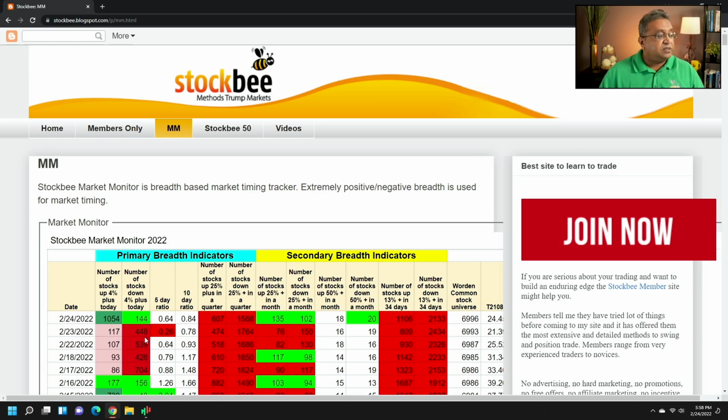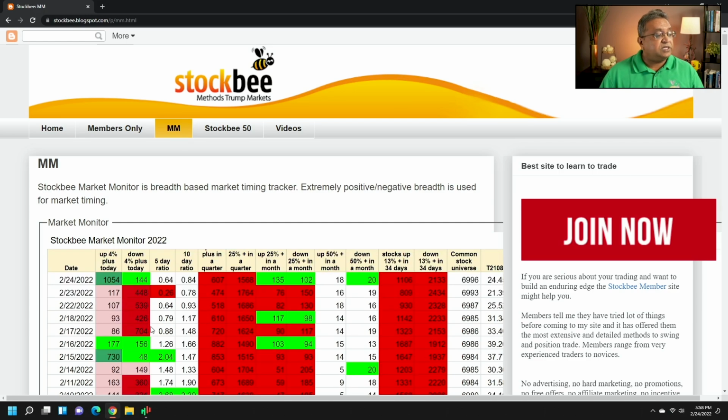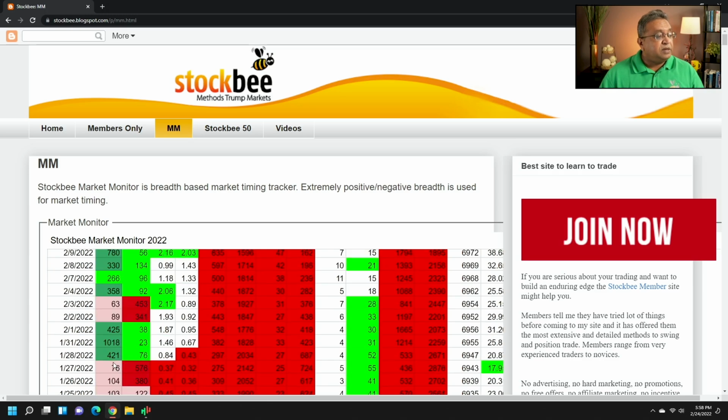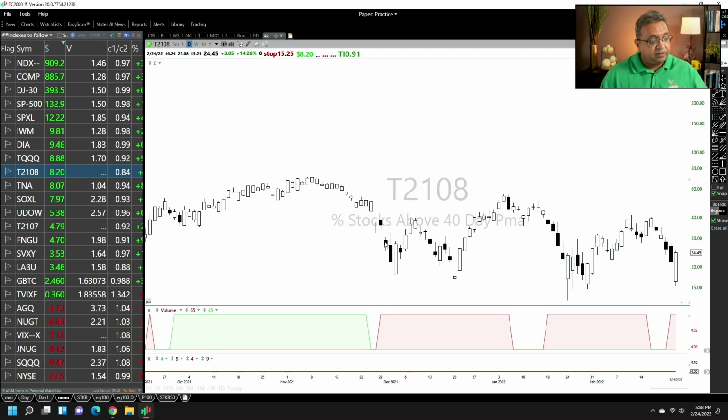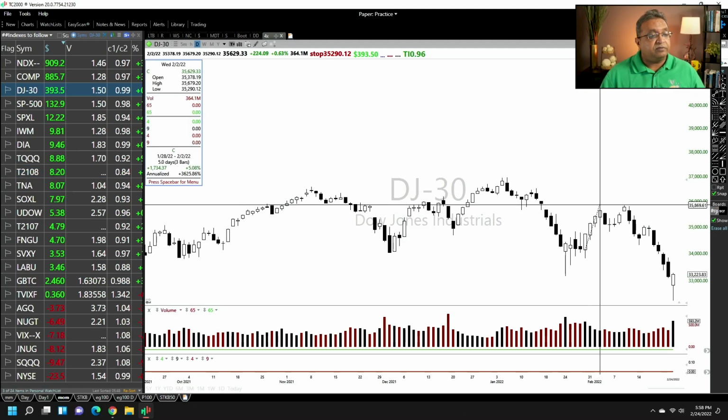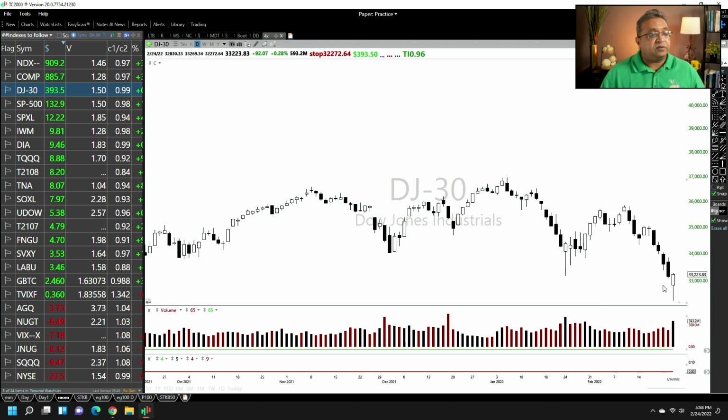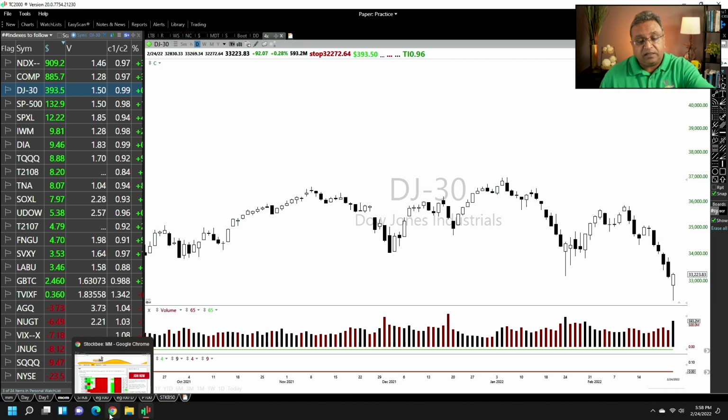If you see in the last 4 days, there were a lot of stocks which were going down. Today, you have 1,000 stocks which are up 4%. This kind of information is useful because last time you had a lot of buying coming in, the market went up for 2 to 3 days. If you look at the last time when the market had that kind of a thing, the market went up for 3 to 4 days. So monitor market breadth, understand the concept of market breadth.